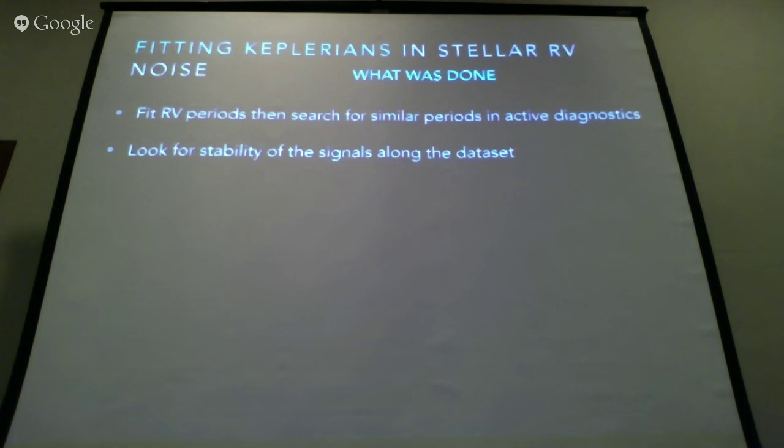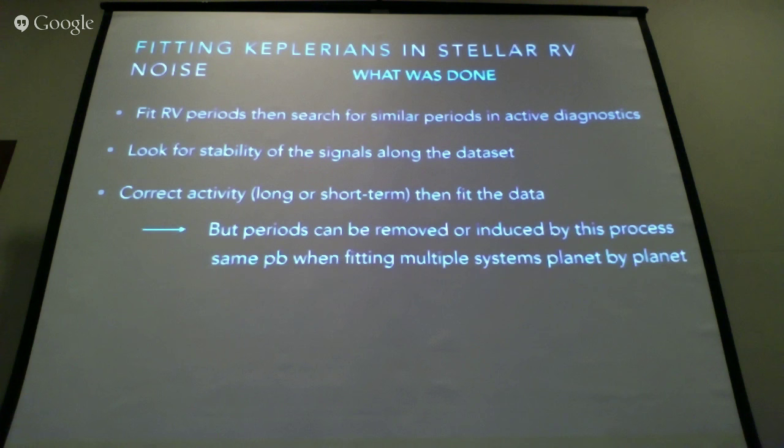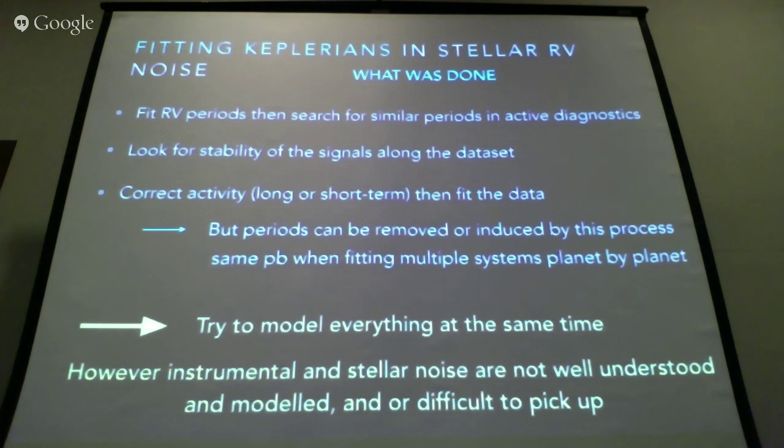And after that, we also look at the stability of the signal along the data set, since we think that the planet is not supposed to change very fast in the data set. And with the activity, we have the spots that are going to evolve as a function of time. And often you will try to correct the activity on the long or the short term scale, and then we fit the data. But we know that the periods can be removed or altered by this process, and we have the same problem when we want to fit multiple planet systems planet by planet. So it's not the good way, and we have to try to model everything at the same time.